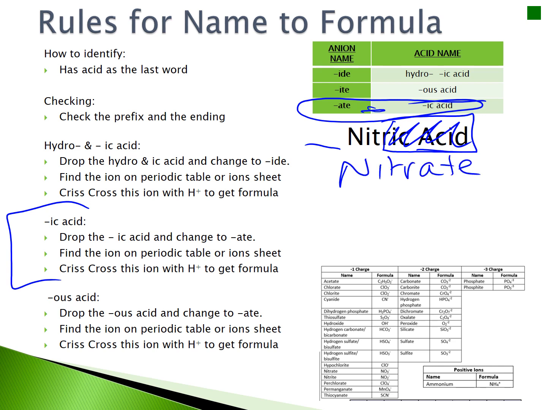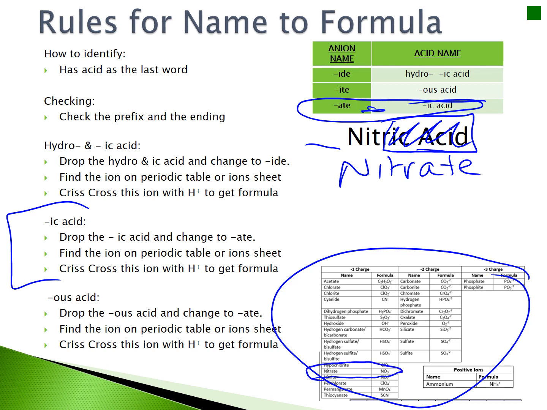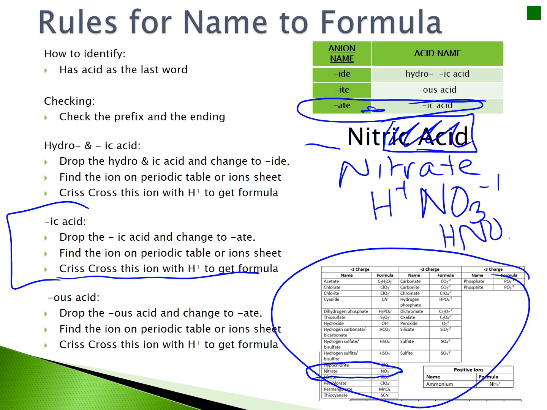What is nitrate? You're going to look on your periodic table or your ion sheet because it is an ate ending. You know you're going to be on the ion sheet, which nitrate is NO3 with a -1 charge. Then you're going to crisscross this with your H plus, because once again, acids have that hydrogen as their first element, so we get HNO3.